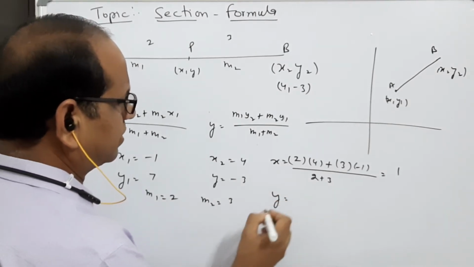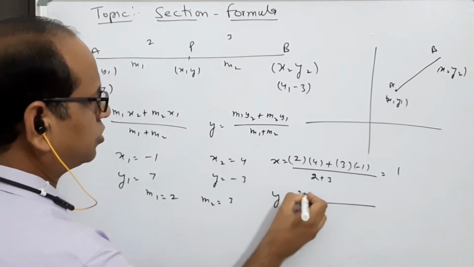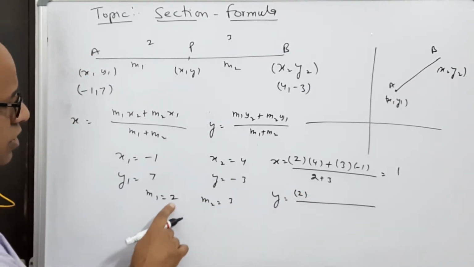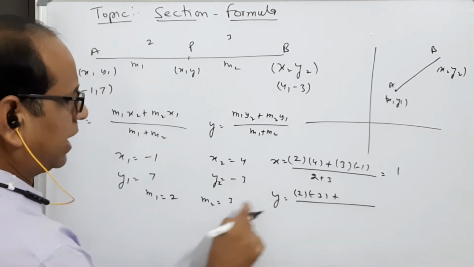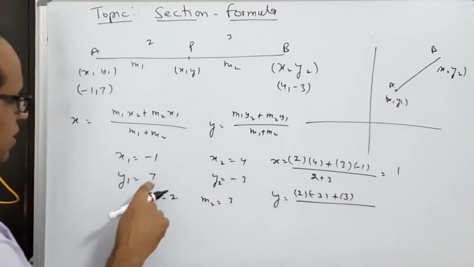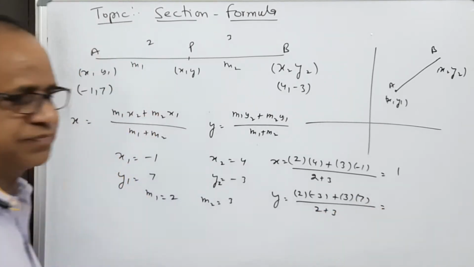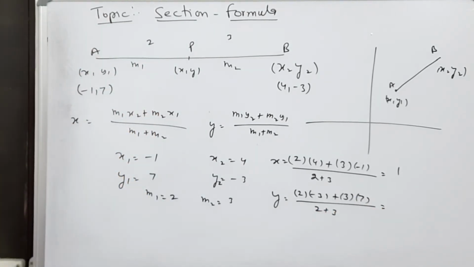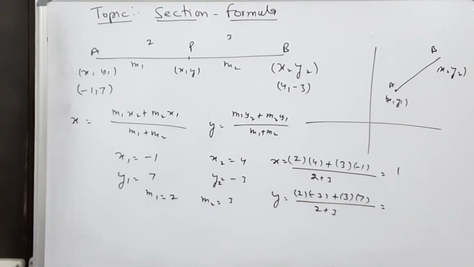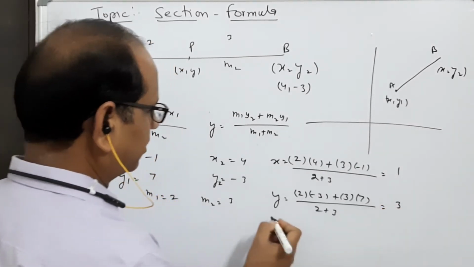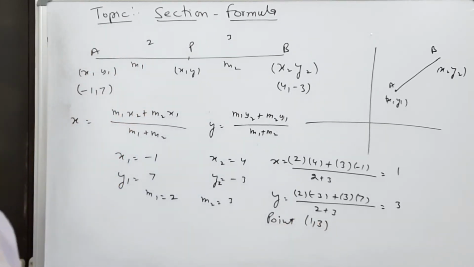Then the value of y. The value of y will be m1 y2, that is 2 into y2, which is here -3, plus m2, which is 3, into y1, which is 7, upon 2 plus 3. And it is not required to explain this math here. 7 3s are 21, minus 6 is 15, and divided by 5, so it will be 3. So what is the required point? The required point is (1, 3).